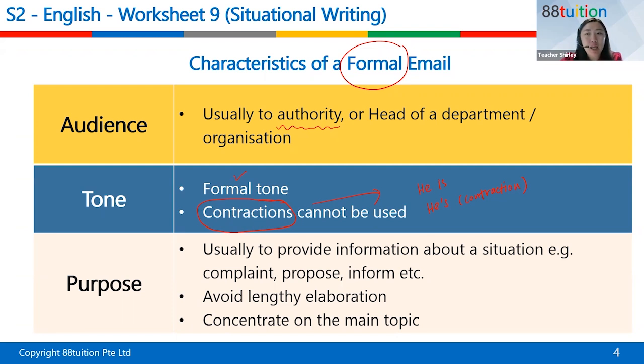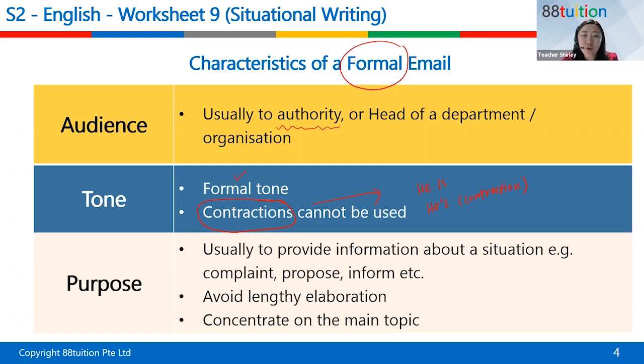All right. And then lastly, your purpose. Usually the purpose is to provide information about a situation, for example, it's a complaint or you are giving a proposal. When you are proposing something versus complaining about something, it is a totally different purpose, right? And then of course your choice of words will be different as well, versus if you're informing someone of something. For a complaint, probably your tone will be different as well.